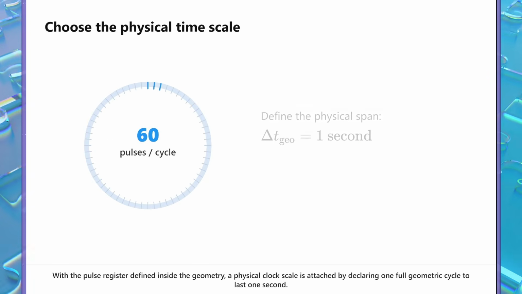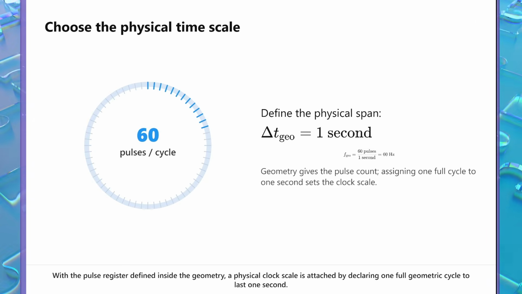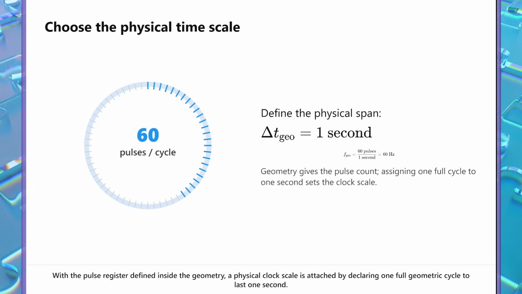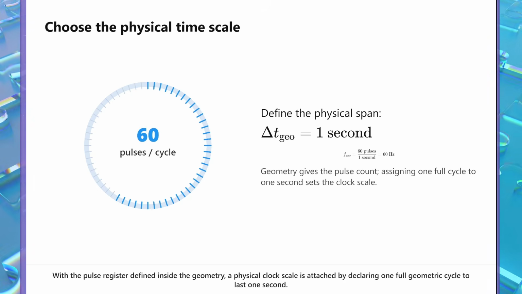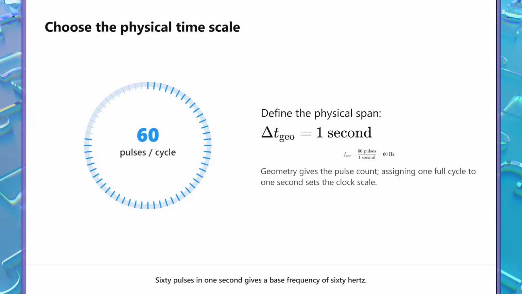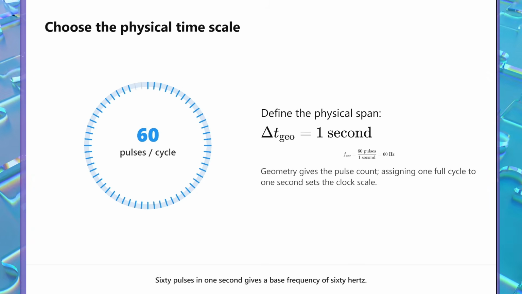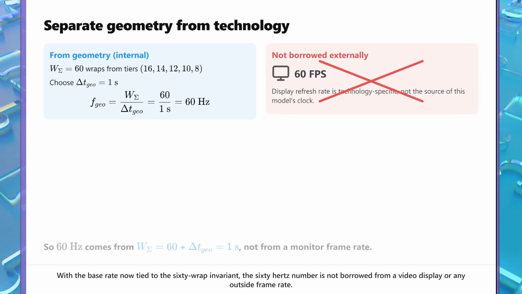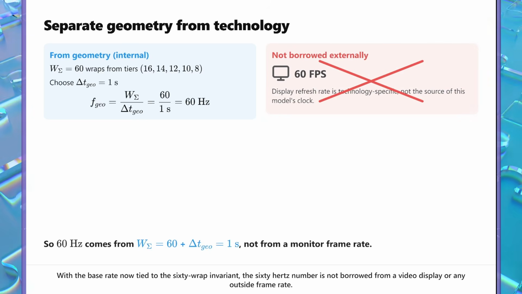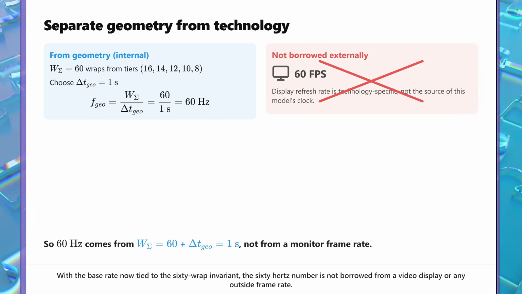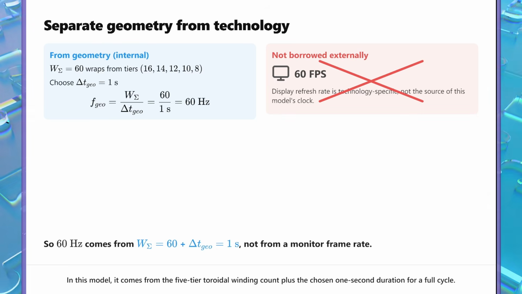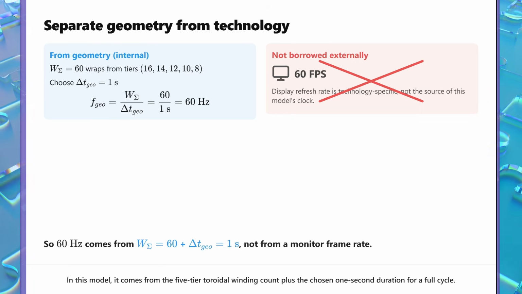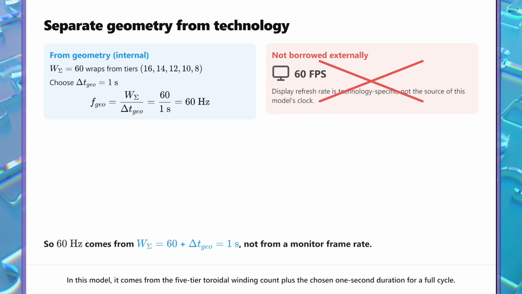With the pulse register defined inside the geometry, a physical clock scale is attached by declaring one full geometric cycle to last 1 second. 60 pulses in 1 second gives a base frequency of 60 Hz. With the base rate now tied to the 60 wrap invariant, the 60 Hz number is not borrowed from a video display or any outside frame rate. In this model, it comes from the 5-tier toroidal winding count plus the chosen 1 second duration for a full cycle.